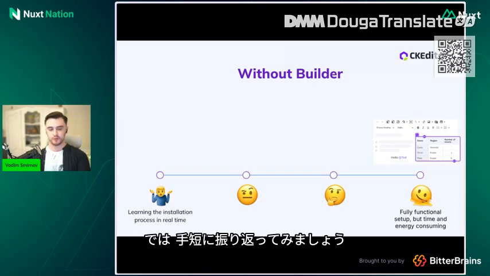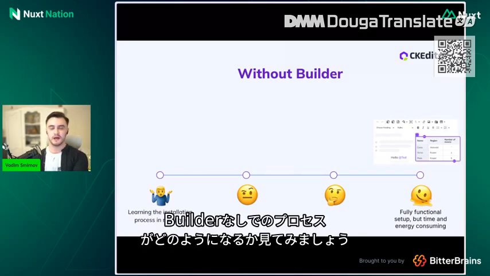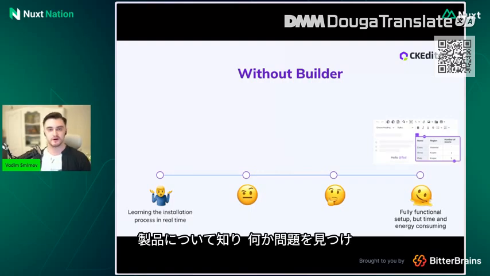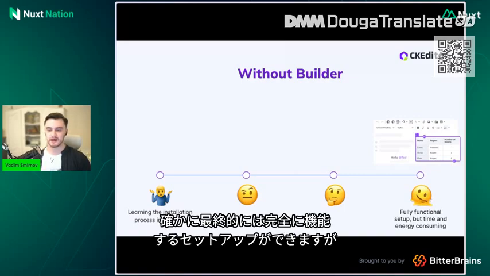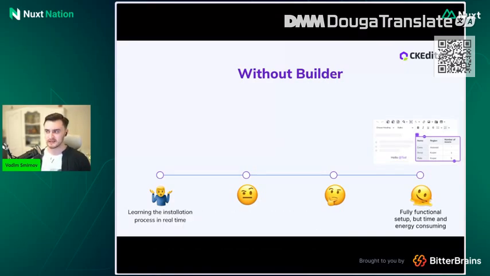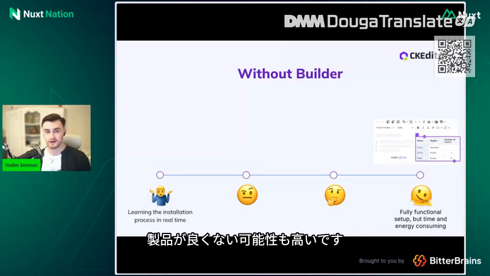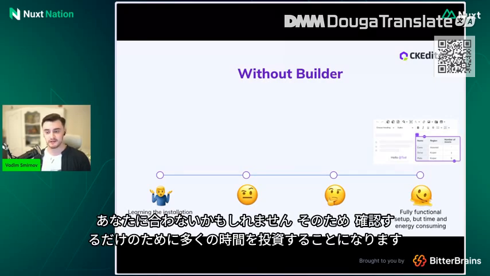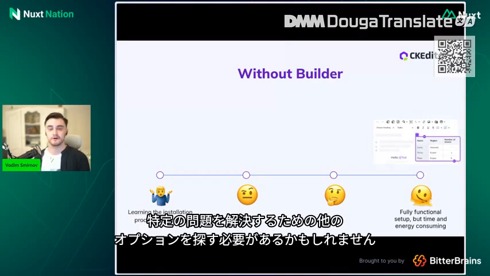So let's really quickly reiterate and see how the process now looks without Builder. You find out about the product, you see some kind of issues, you struggle with the setup, and yes, at the end of the day, you can have a fully functional setup, but at the same time, it's a very time and energy consuming process, and the chances are high that the product is not good for you. So you invested a lot of time for something just to verify that you need to look for another options to solve specific problems.